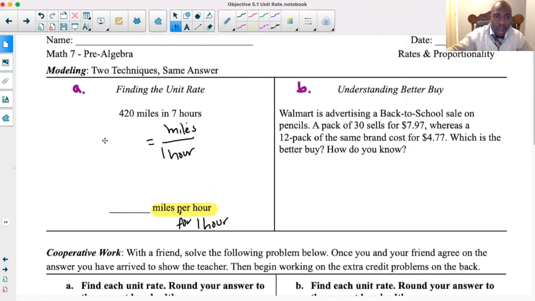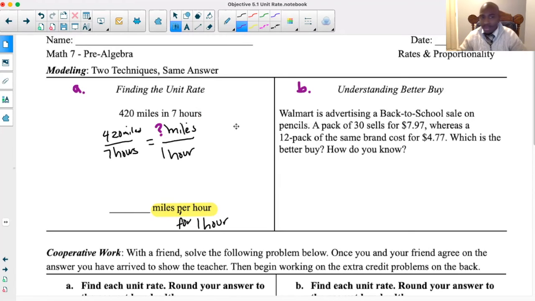So I'm just going to put 420 miles all over 7 hours is equal to, let's put a question mark here, question mark miles over 1 hour because it's per hour. So that's 1 hour. Now, with this situation here, you can cross multiply if you wanted to, just cross multiply the actual numbers and then divide and you'll find the actual miles.